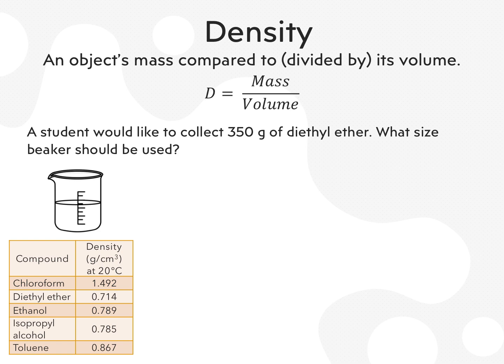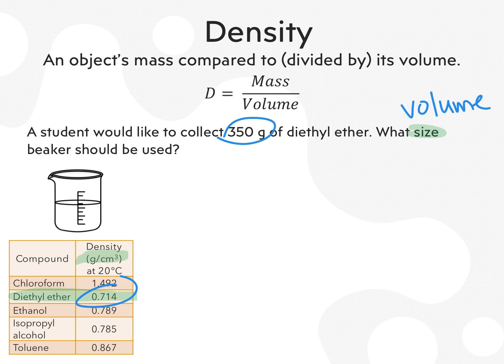So now let's say a student wants to collect 350 grams of diethyl ether. So diethyl ether, that's going to be this one with this density of grams per centimeters cubed or grams per milliliter. And so what size beaker should be used? So what size beaker means that I am looking for the volume of the beaker. I have the mass, I have the density.